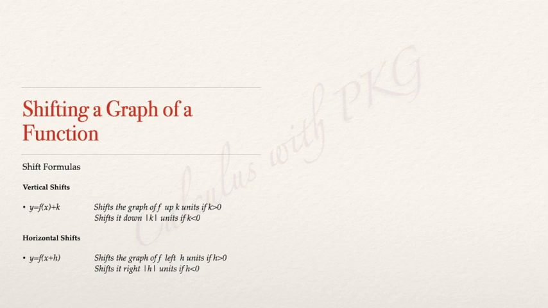Let us talk about shifting a graph of a function. It is another common way to obtain a new function from an existing one by adding a constant to each output of the existing function or to its input variable. The graph of the new function is the graph of the original function shifted vertically or horizontally as follows. So shifting formulas are, for vertical shift we will do y equal to f of x plus k, where f of x is the original function.